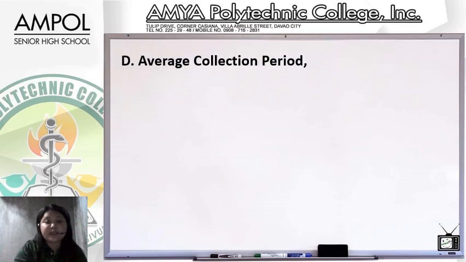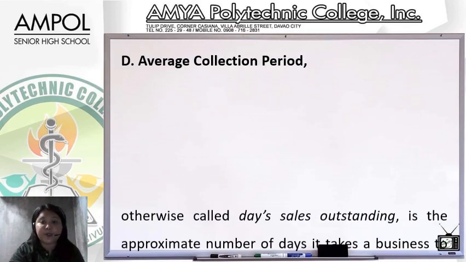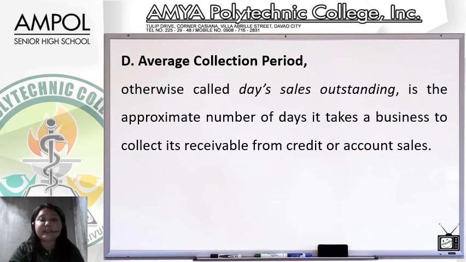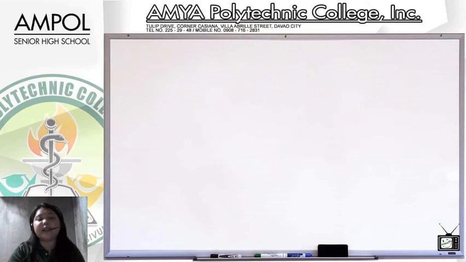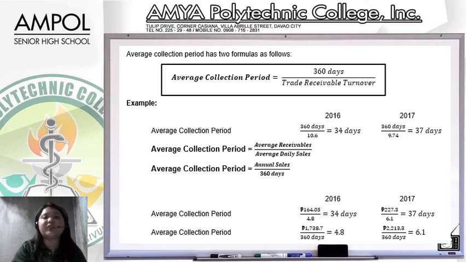Next is what we call the average collection period, otherwise called days sales outstanding. This is the approximate number of days it takes a business to collect its receivables from credit or account sales. The average collection period has two formulas. The first one is average collection period is equal to 360 days over trade receivable turnover. The other is average receivables over average daily sales, or annual sales over 360 days.